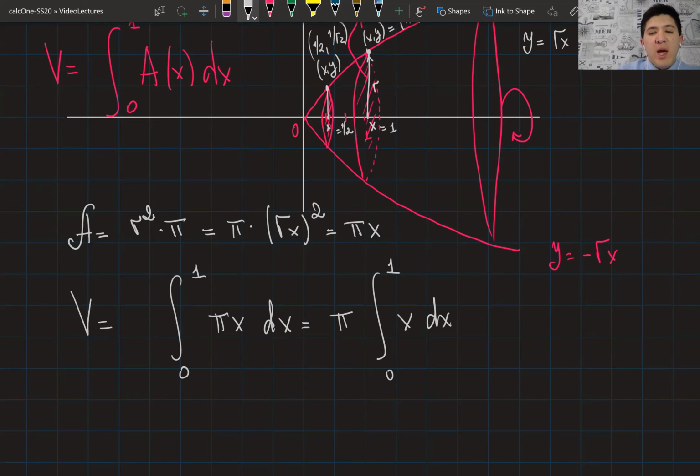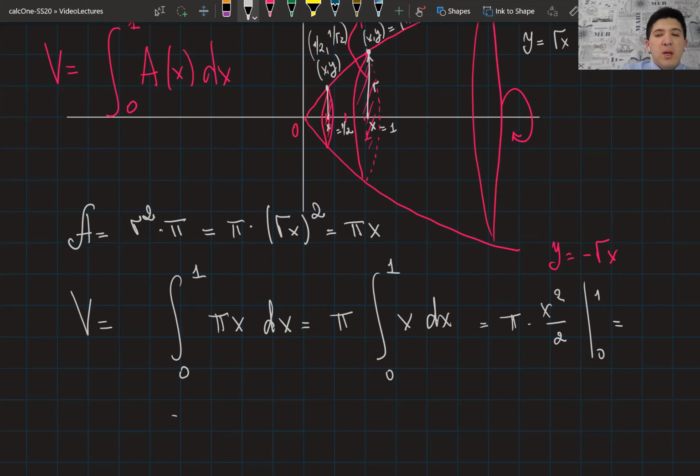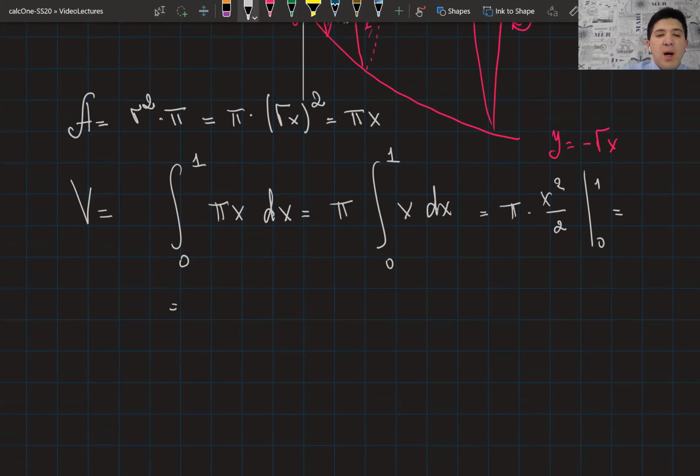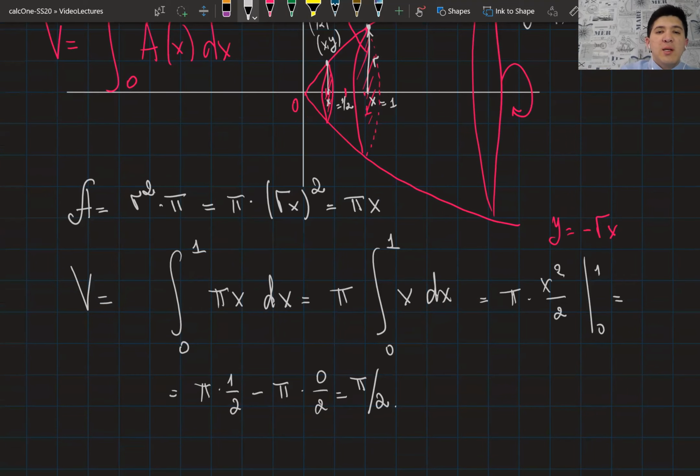The integration of x is x squared over 2. So we're going to put pi multiplied by x squared over 2. We have to evaluate this at 0 and 1. If you substitute 1, it's going to be pi multiplied by 1 over 2, minus, substituting 0 instead of x, 0 over 2, which is 0. So it's exactly pi over 2. So the volume of the solid is equal to pi over 2.